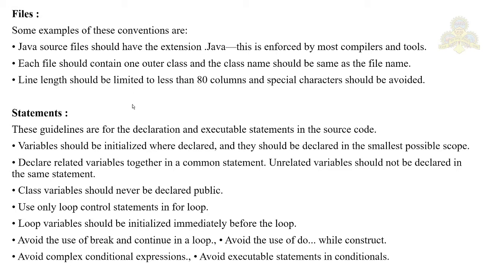Then we have statements. These guidelines are for the declaration and executable statements in the source code. Some examples are given below. However, not everyone will agree on these statements, so organizations generally develop their own guidelines that can be followed without restricting the flexibility of the programmers. We will go through these statements one by one.